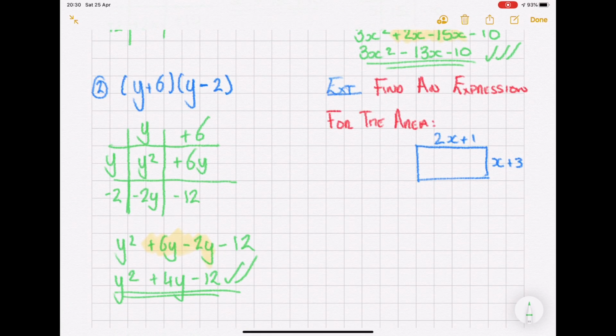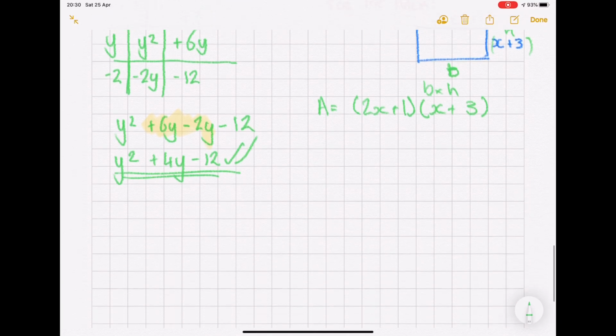So if we wanted to find out the area of a rectangle anyway, we'd take our base and we'd times it by our height. So it'd be base times by height. We can see here base is 2x plus 1 and the height is x plus 3. So you can rewrite this as area, put that as A, equals 2x plus 1 times by x plus 3. And remember, we don't put the times sign, we just put them touching like that. And now we can expand it like we do with the grid.